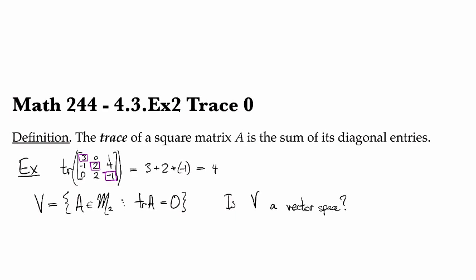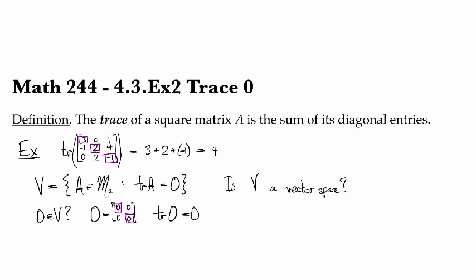Well, let's see. Is 0 an element of V? Since we're in M2, 0 looks like the 2 by 2 zero matrix. And so if I want to take its trace, I add up these numbers along the diagonal, and I see that the trace of the 0 matrix is indeed 0, so that's fine.